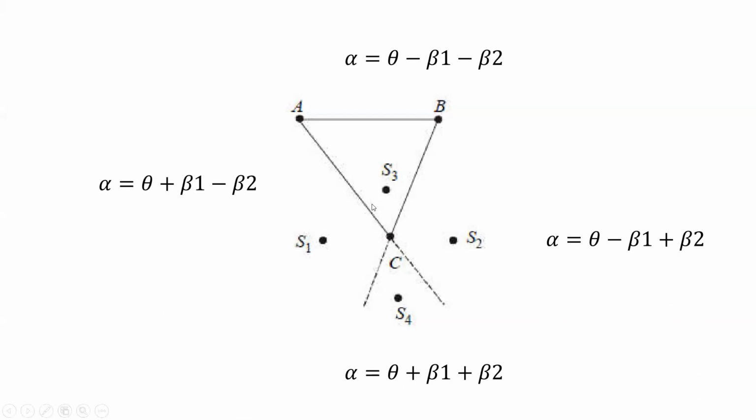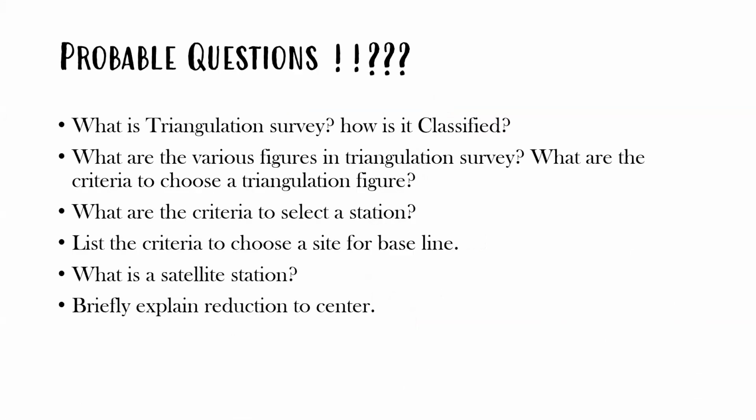This constitutes the entire components in a geodetic survey. Going ahead, what are the probable questions that one may be asked at the end of triangulation survey? What is a triangulation survey? How is it classified? What are the various figures in triangulation survey? What are the criteria to choose a triangulation figure? Criteria to select a station? To choose a site for baseline? What is a satellite station? And briefly explain reduction to center. I hope you can answer all these questions.